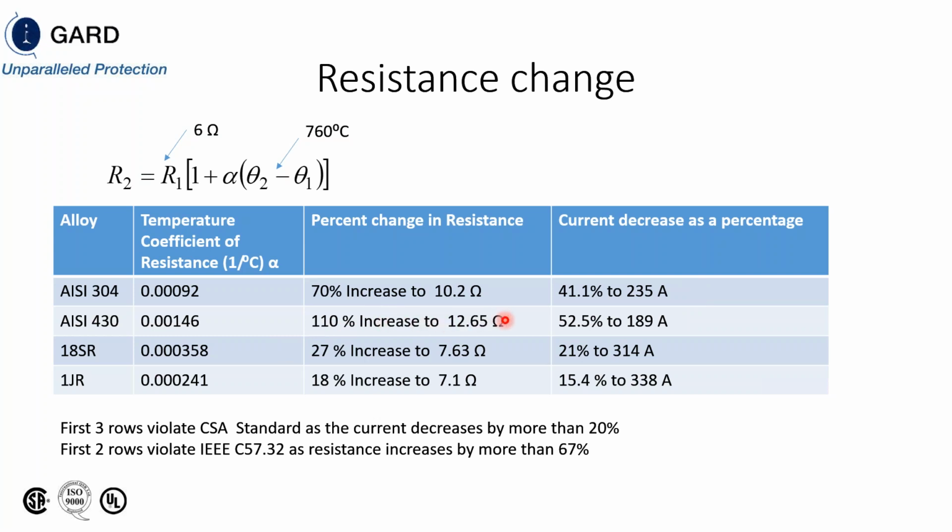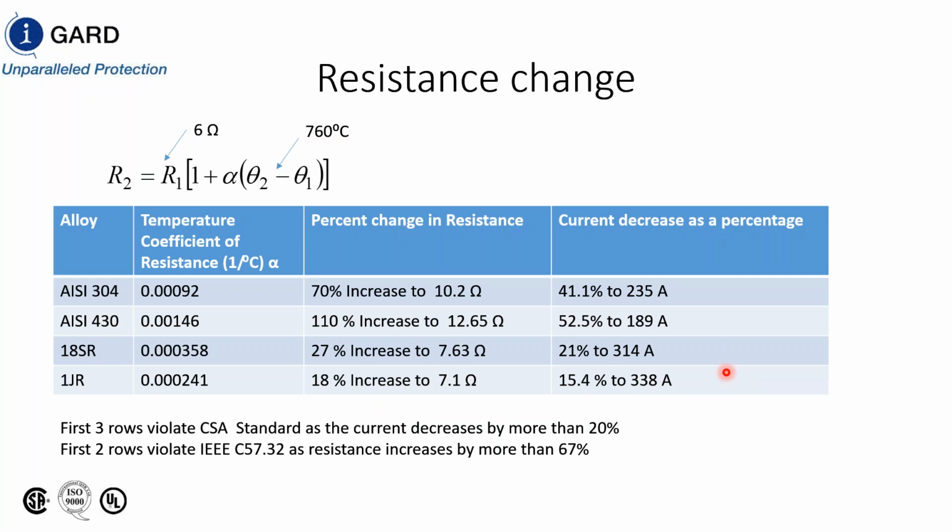430, 110 degrees, 110% increase in resistance to 12.65, which results in a greater than 50% decrease of current from 400 amps to 189 amps. 18SR, 27% increase, 21% decrease to 314 amps, and 1JR, 18% increase to 7.1 ohms, which is a 15% decrease in current.